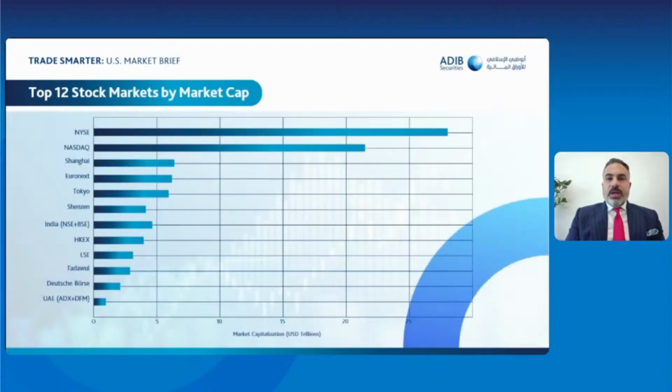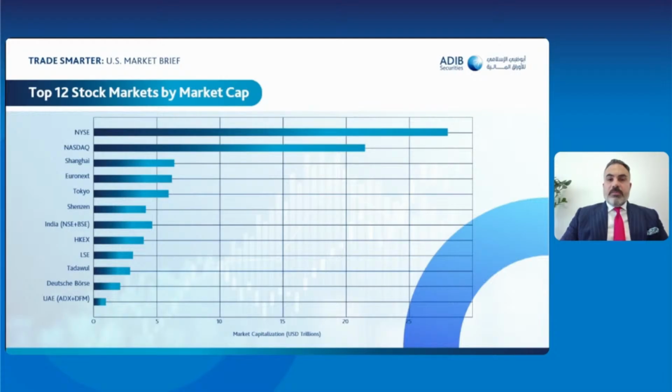Now, to give you a grasp of how large the U.S. markets and the U.S. exchanges are, we have a graph here demonstrating this. The New York Stock Exchange and the NASDAQ, as you see, are over $20 trillion in market capitalization. Each one of them will dwarf the other 5 markets combined from, let's say, Shanghai, Euronext, Tokyo, Shenzhen, and India in one market.